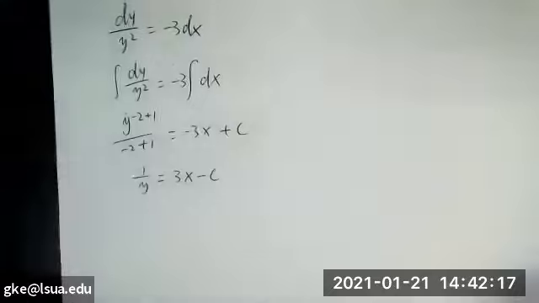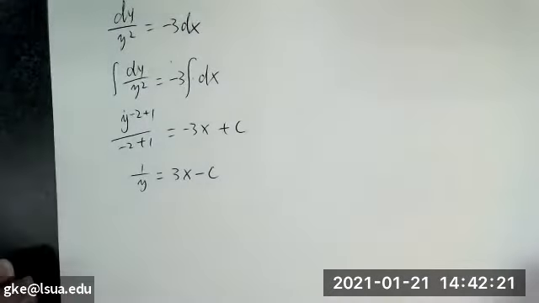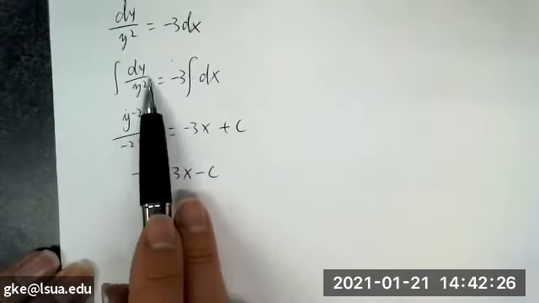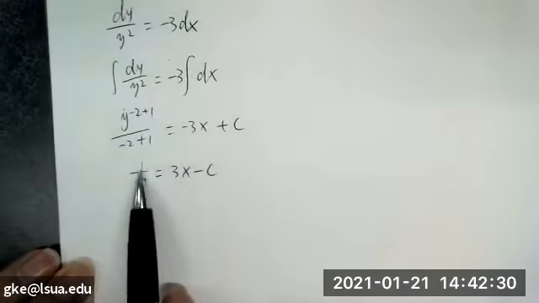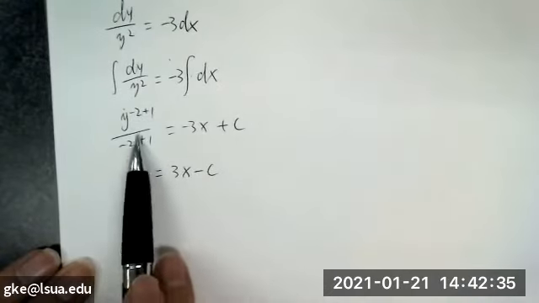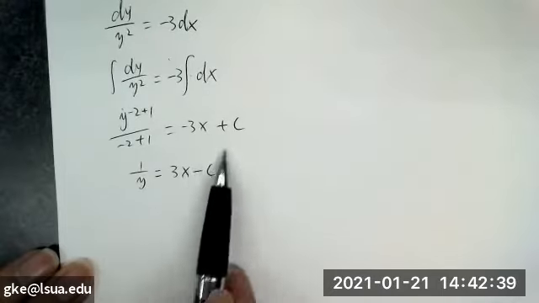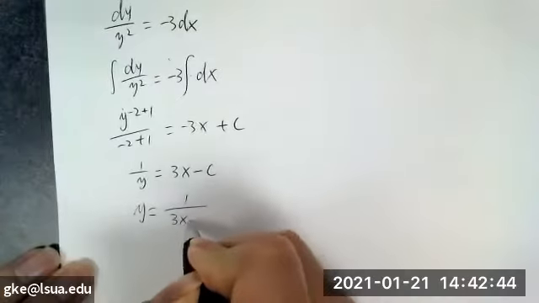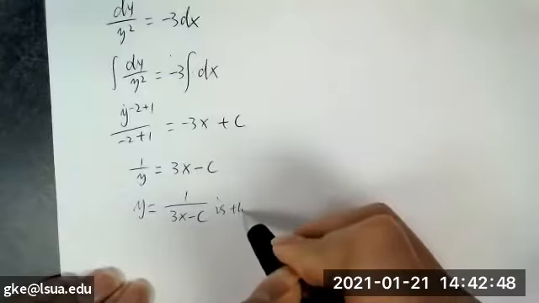I jump a lot of steps. If you don't follow, just stop me. Here is y to the power -2, and the derivative follows the power rule. And here y to the -1 should be 1 over y. -1 times positive 3x is negative, and then you're gonna get this. So that's the solution of the ODE.